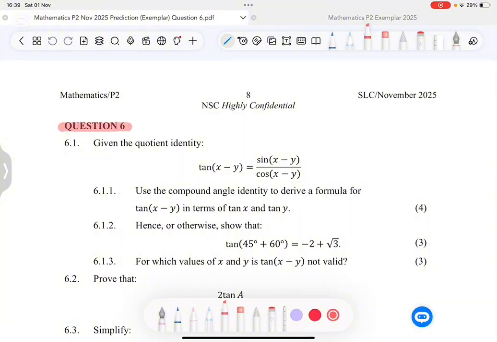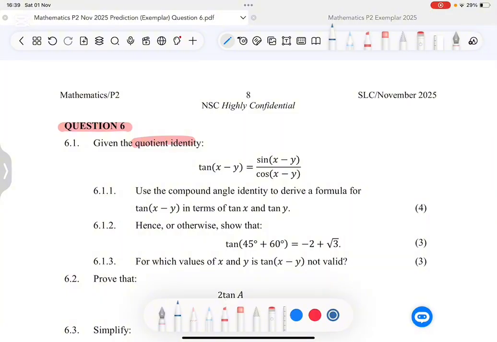Question 6 is the continuation of trigonometry. As you would know, it is broken down into different parts, so it's quite large and it takes a lot of marks. Now under 6.1 they say here that the quotient identity tan(x - y) is the same as sin(x - y) over cos(x - y).